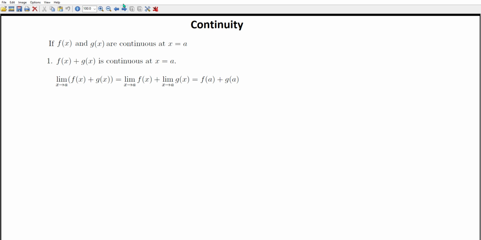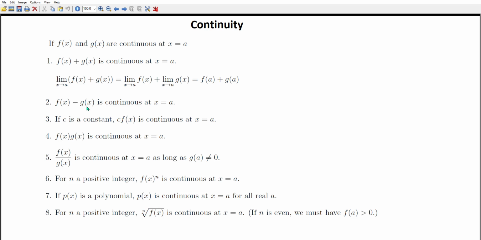Every one of the previous limit laws has a corresponding continuity result. The difference between continuous functions is continuous. A constant times a continuous function is continuous. The product of continuous functions is continuous. The quotient of continuous functions is continuous as long as the denominator is not 0. If n is a positive integer, a power of a continuous function is continuous. If p of x is a polynomial, p of x is continuous. And this is true no matter where we are.